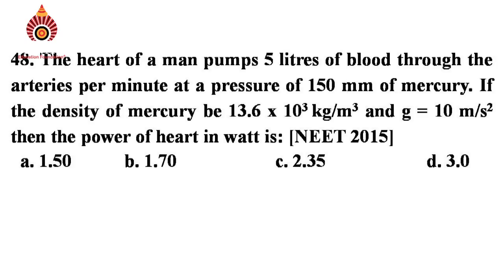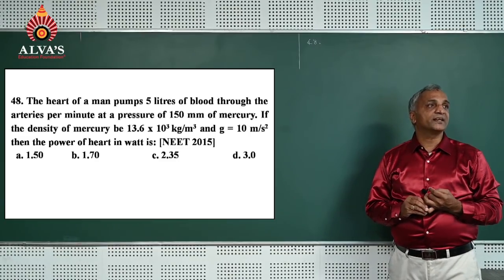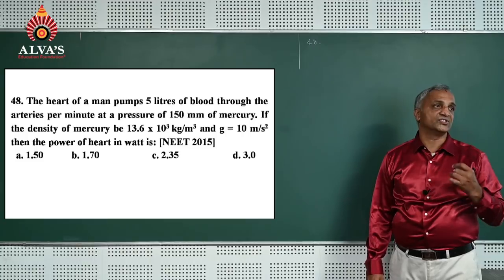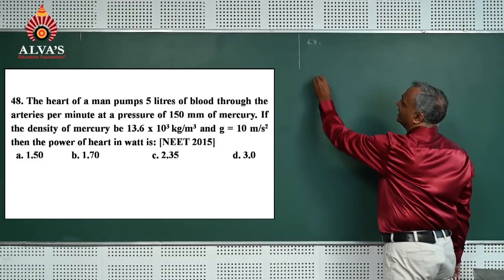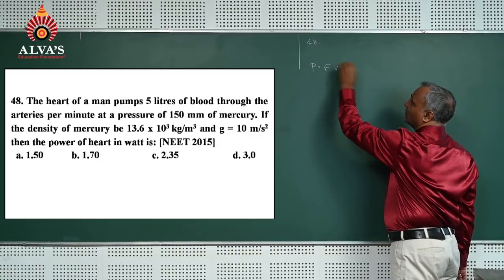Question number 48. The heart of a man pumps 5 liters of blood through the arteries per minute at a pressure of 150 millimeter of mercury. If the density of mercury is 13.6 into 10 to the power 3 kg per meter cube and g is equal to 10 meter per second square, the power of the heart in watt is. In fact, power we know is force into velocity.